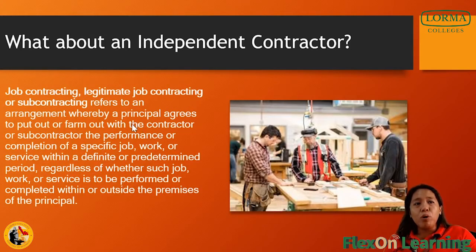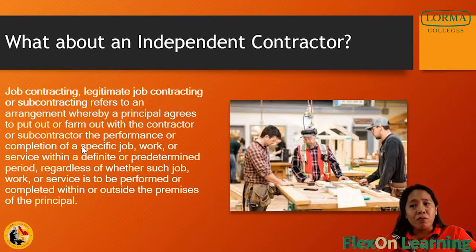What about what we call an independent contractor? What is independent contracting? Legitimate job contracting or subcontracting refers to an arrangement whereby there is a principal, a main person who is going to farm out to a contractor, a subcontractor, the performance or completion of a specific job. Let's say, for example, I want to build a house. I cannot build it since I do not have the knowledge on how to do it. So I am going to look for an engineer who is going to sign a contract with me that I am going to pay this amount of money and that he is going to build my house on the specifications. That is what we call job contracting.